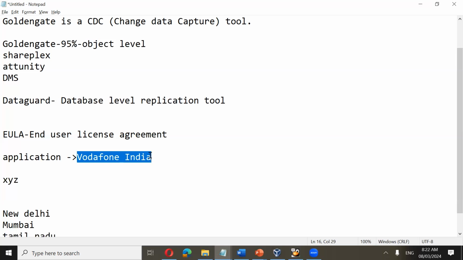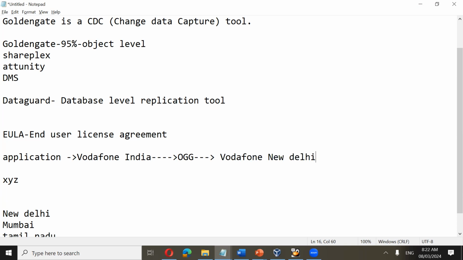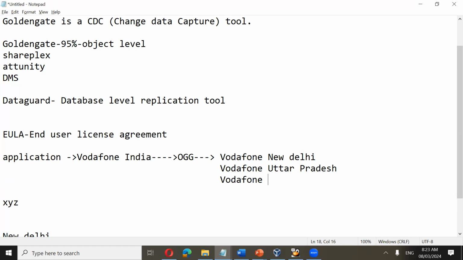the Vodafone India database. Now, using this database, I'll set up Oracle GoldenGate. Using Oracle GoldenGate, I'll build multiple databases like Vodafone New Delhi. Then I built another database, Vodafone Uttar Pradesh. Then I built another database, Vodafone Tamil Nadu. At that time, there were 29 states, so I built 29 databases for it.